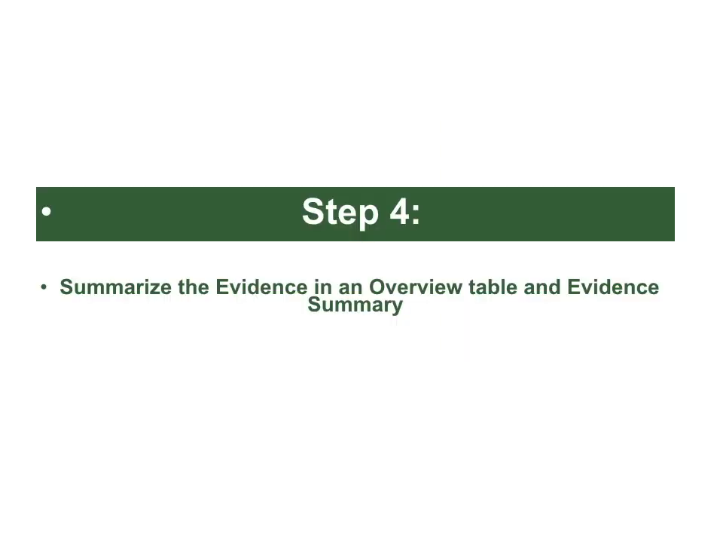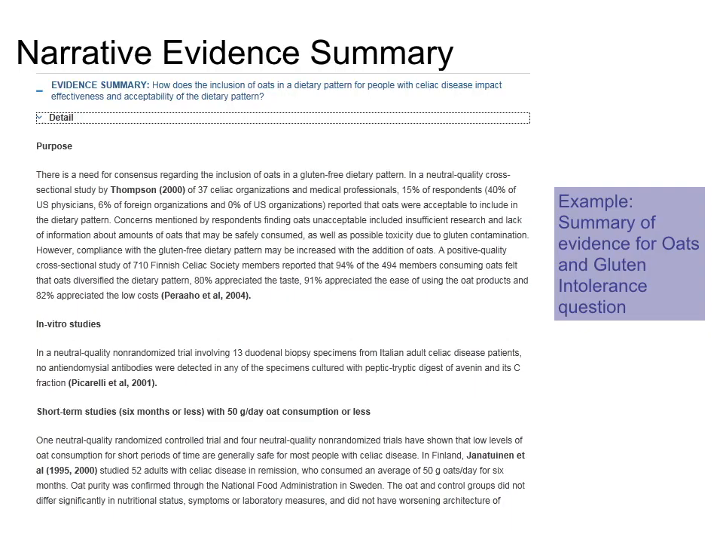The fourth step in the process is summarizing the evidence in an overview table and evidence summary. Once the analysts have completed their worksheets and quality criteria checklists, the lead analyst draws up an evidence summary and provides this to the expert workgroup to review and edit. The lead analyst takes all the information that was found out through the articles and pulls it into an evidence summary.